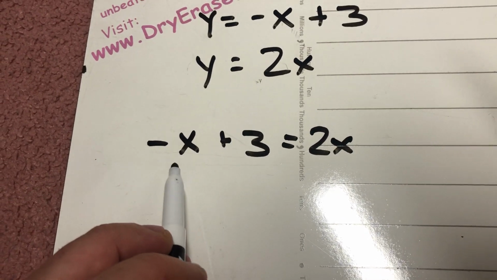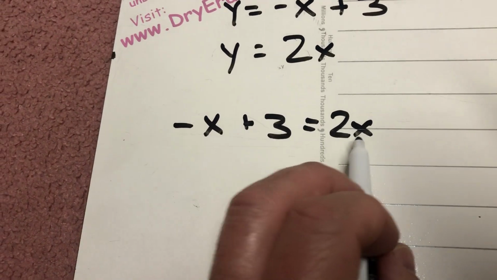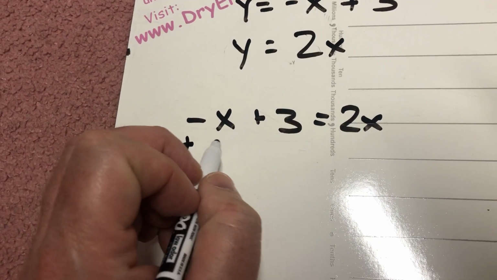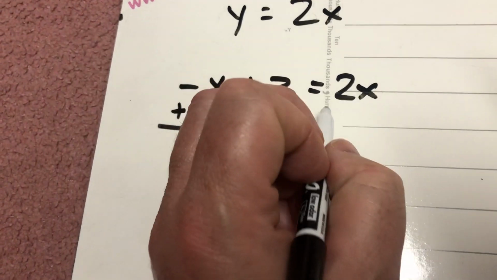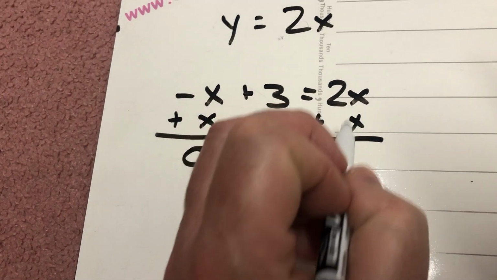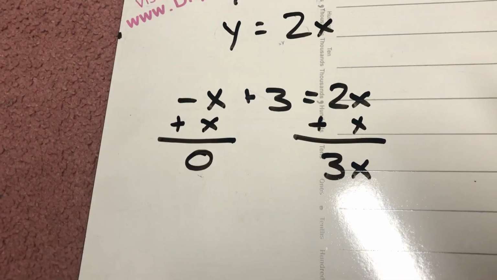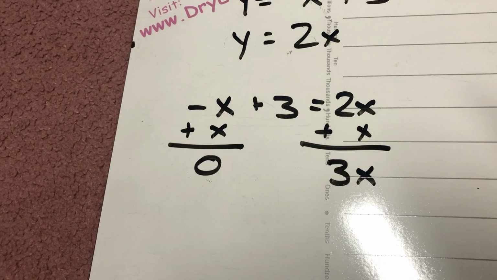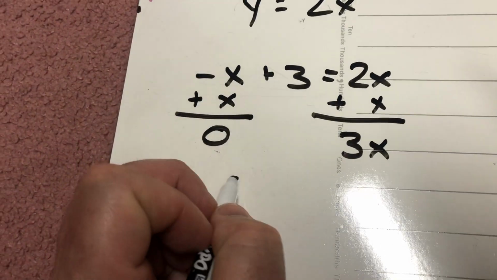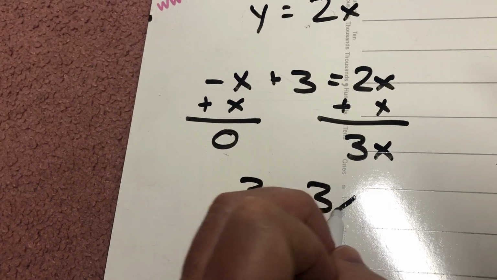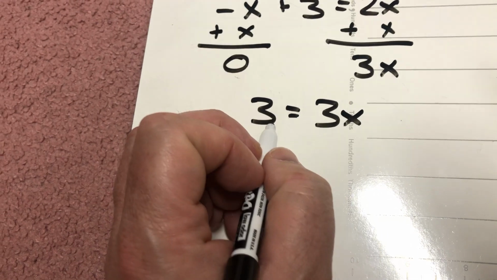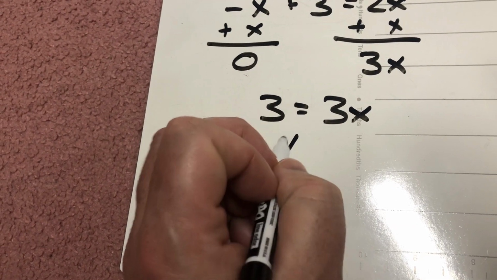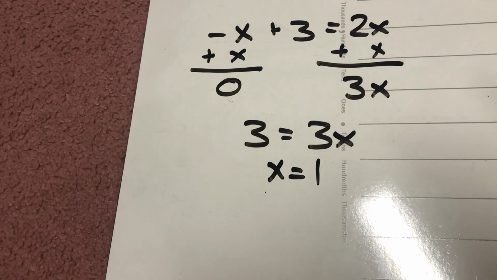Now the idea is I want to isolate the x, so I'm going to bring this -x over here by adding x to get 0. I'm going to add an x over there. There's a 1 there, so that gives me 3x. Okay, and so that tells me now that 3 equals 3x. And if 3 equals 3x, then 3 divided by 3, x equals 1.